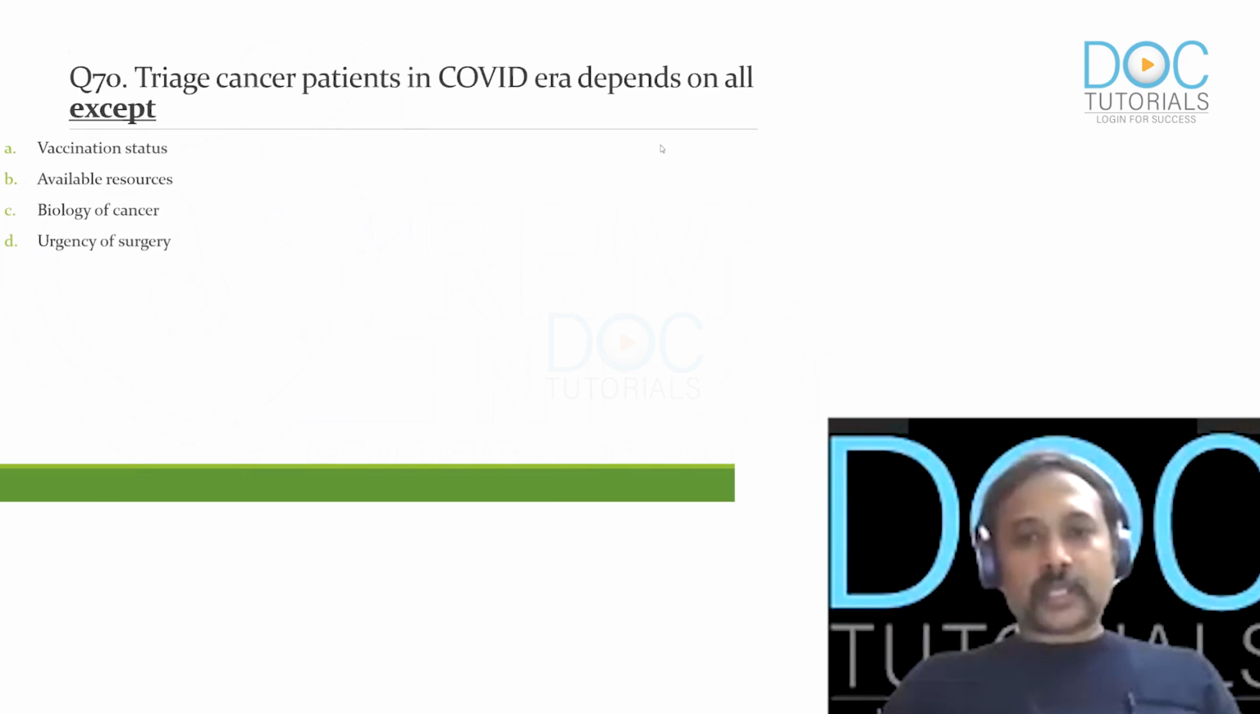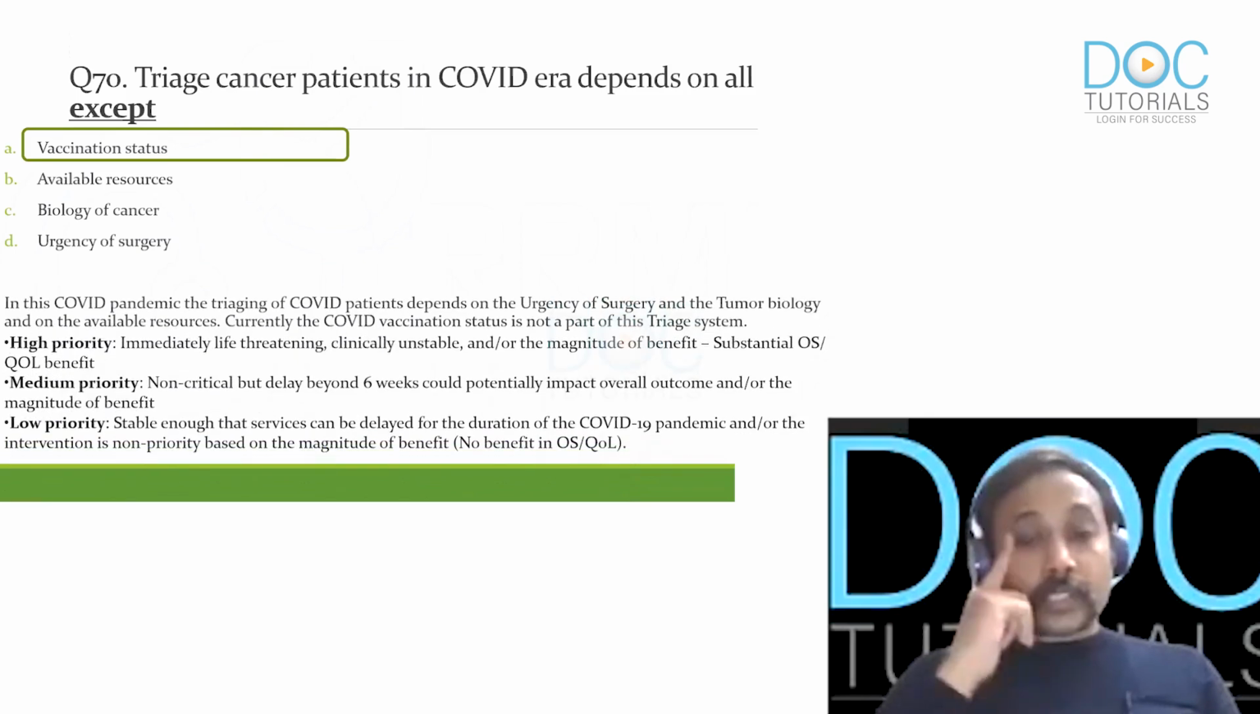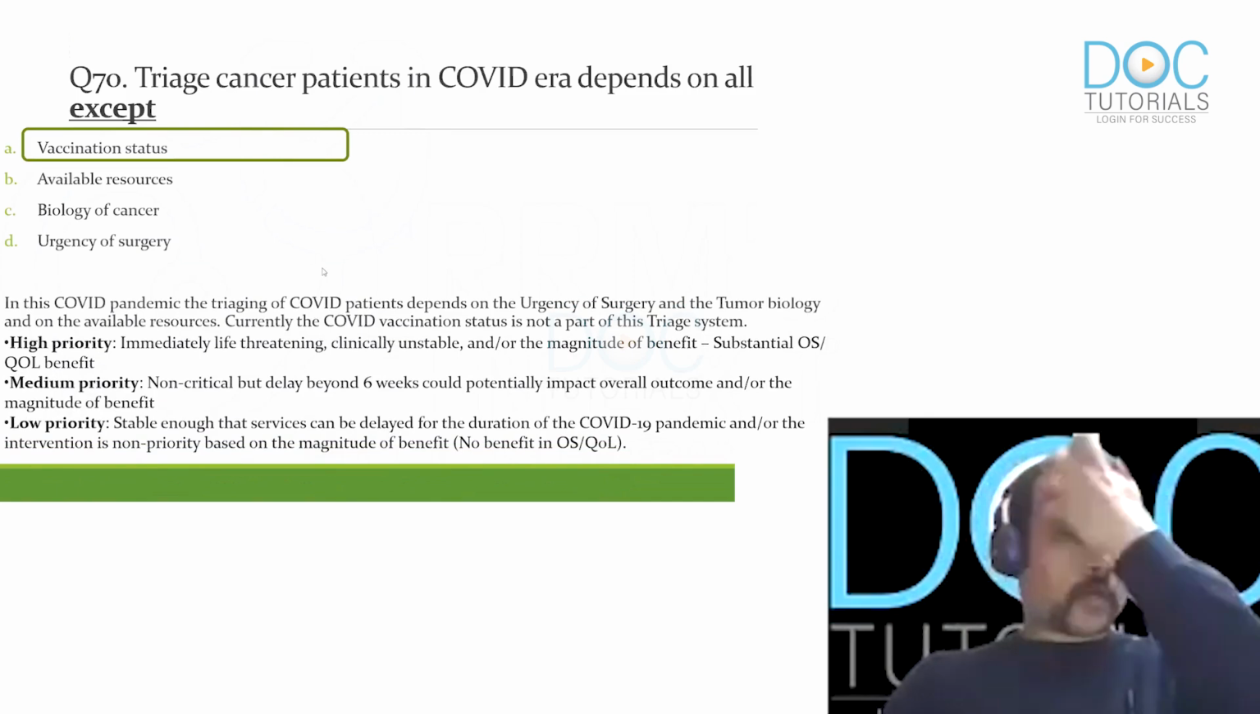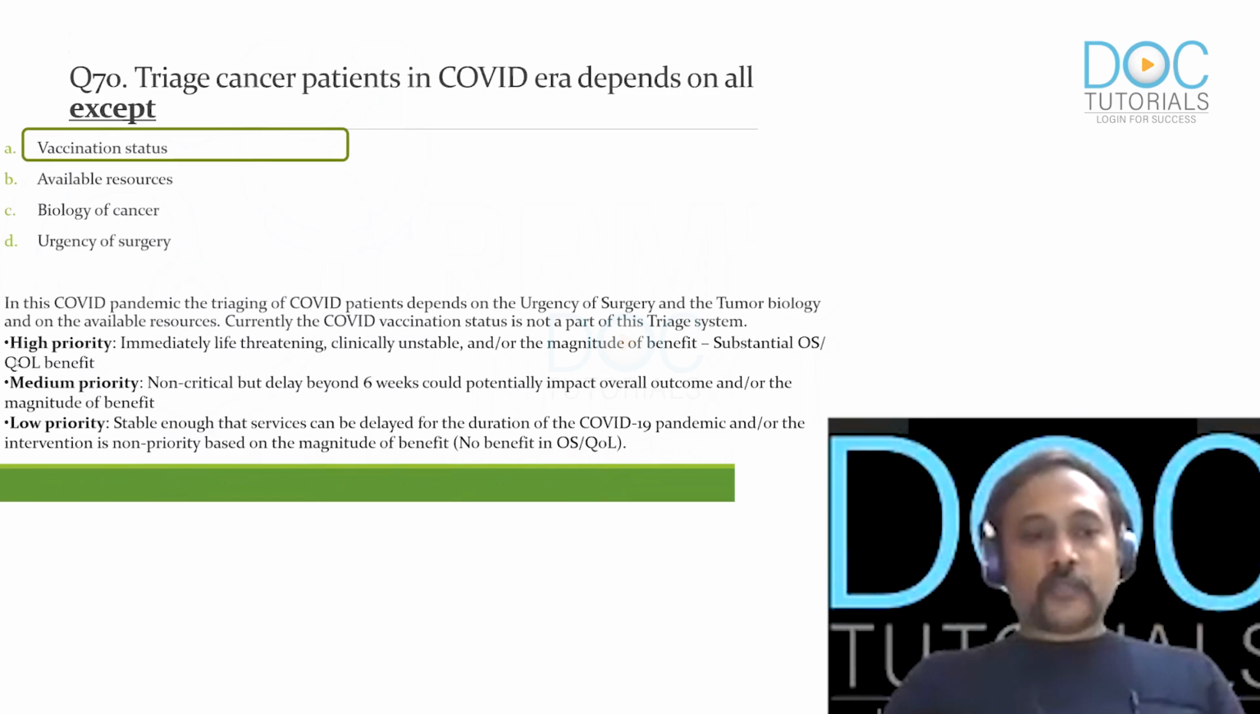Most of you would have gotten this right, though all of us know that there is no role for vaccination status in deciding whether the patient is going to have a particular treatment or not. So if you look at the treatment, you basically classify the surgeries as high, medium, or low priority. These are the ESMO guidelines which were given on triaging of cancer patients. What you mean by high priority is which is going to be immediately life threatening. It means all urgent or emergency scenarios are going to be high priority, clinically unstable, life threatening, that kind of thing.